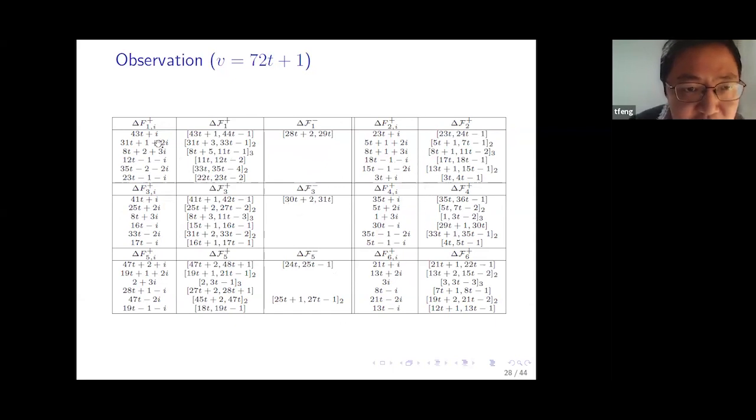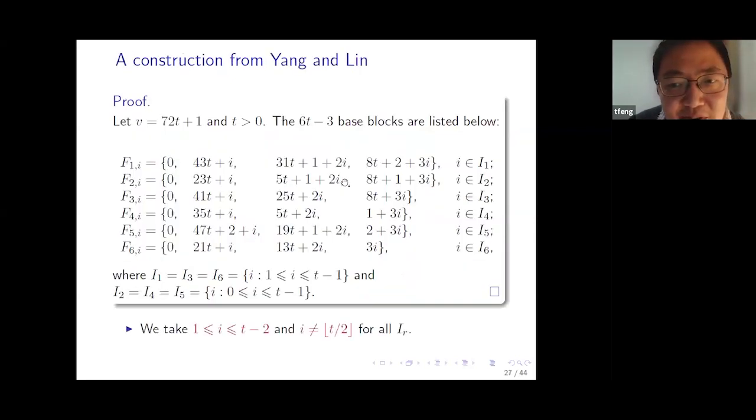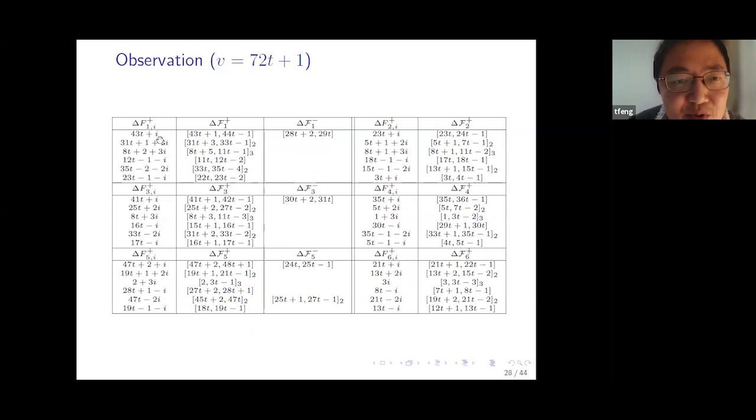differences. And because i ranges over an interval, here we record that i ranges from 1 to t minus 2, and i cannot be this number. And so we can write the interval covered by 43 times t plus i. And then finally, we can check that all of the intervals are disjoint. So they form a difference packing. This is the case for 72t plus 1.